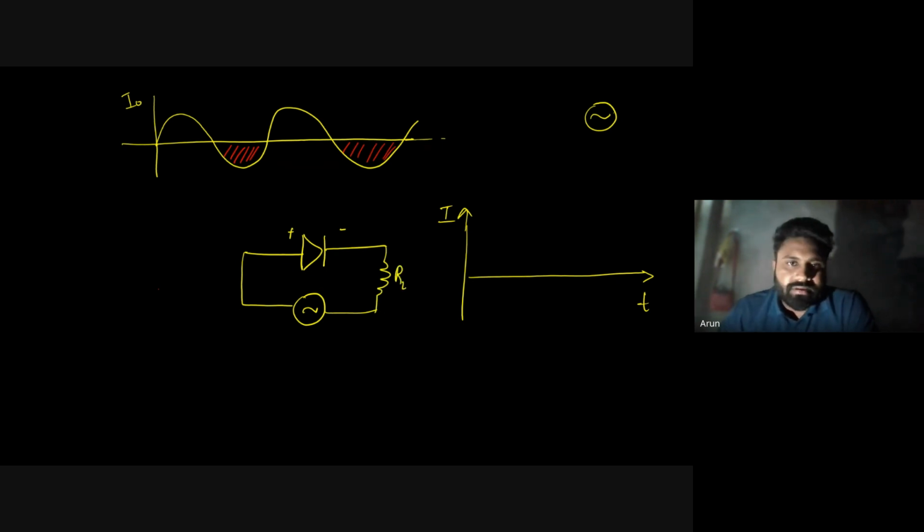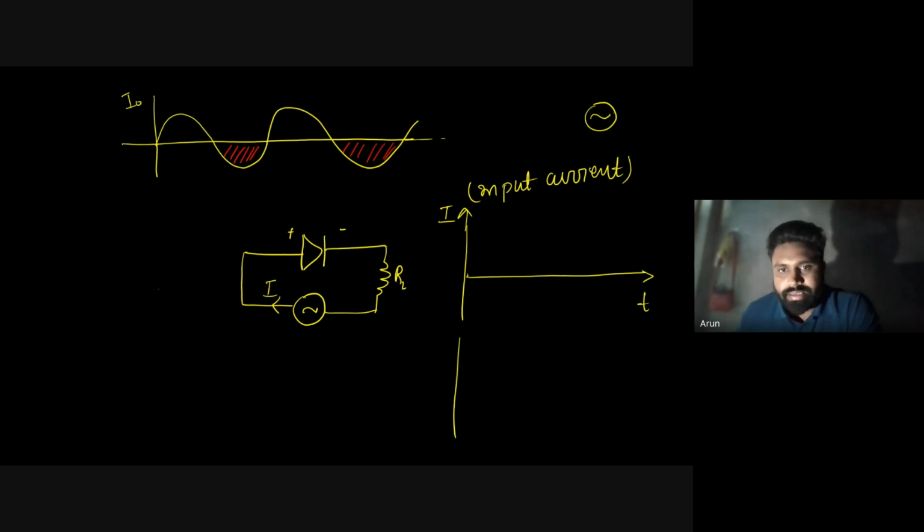Okay. So what happens? This source will provide a value of current which is alternating in nature. So I am drawing this current. Let's say this is the input current that this source is providing. And let's say this is the output current that we are receiving at the load resistance, after passing through this diode. So this is the output current IO and this is II. This is the output current.